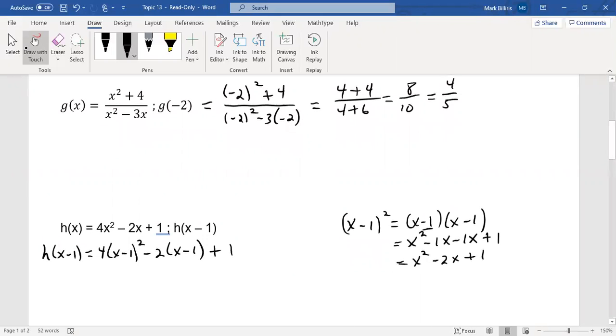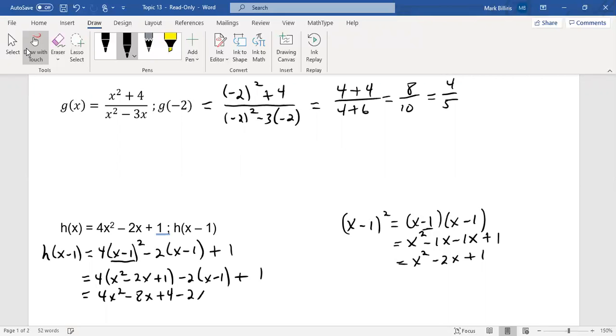So what we can do is, now in place of that x minus 1 quantity squared, we can put in our answer, which was x squared minus 2x plus 1. And we still have the negative 2 times x minus 1 and the plus 1. So next, we're going to remove parentheses by distributing. So we'd have 4x squared minus 8x plus 4. Next, we're going to distribute the negative 2 times each. So this becomes negative 2x plus 2 plus 1.